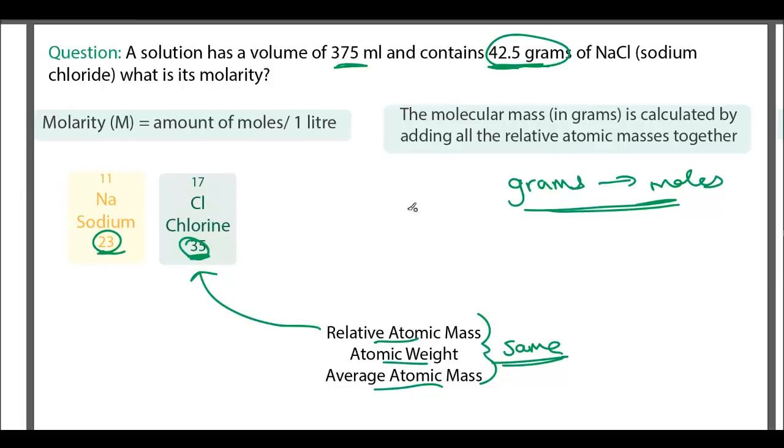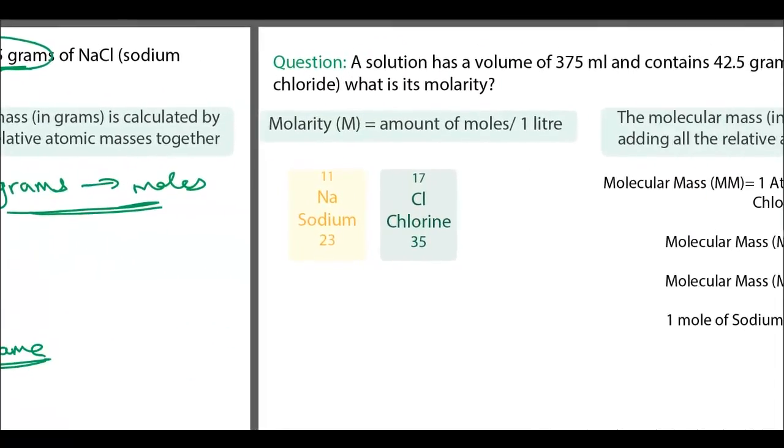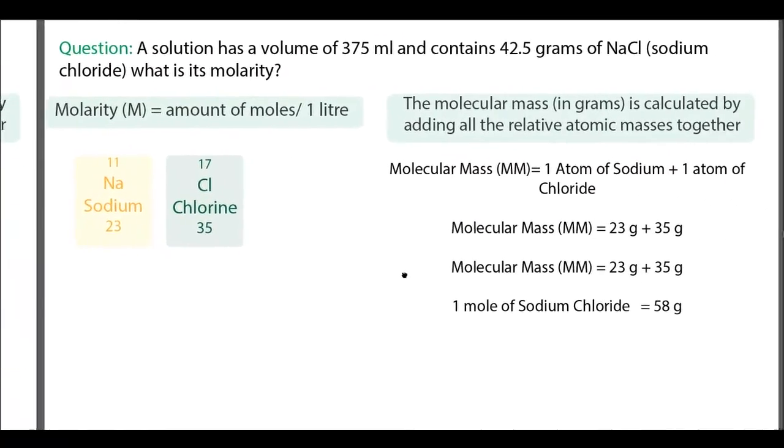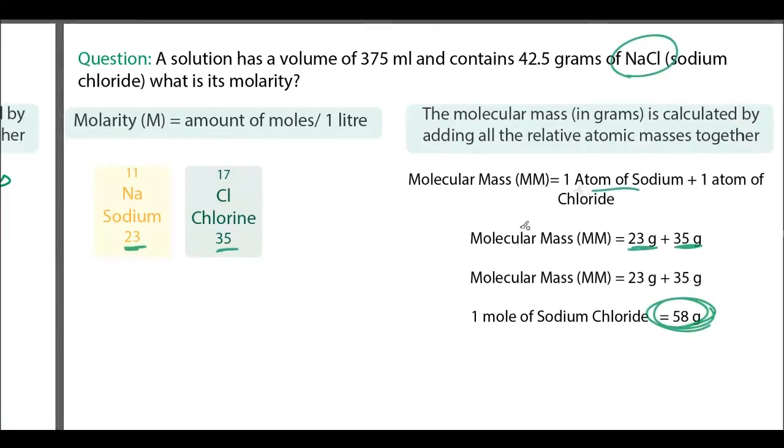All we care about is this value here at the bottom of the periodic table. Now why do we care about this number? Well, the molecular mass in grams is calculated by adding all the relative atomic masses together. So the molecular mass equals 23 grams plus 35 grams, so it equals 58 grams in total.